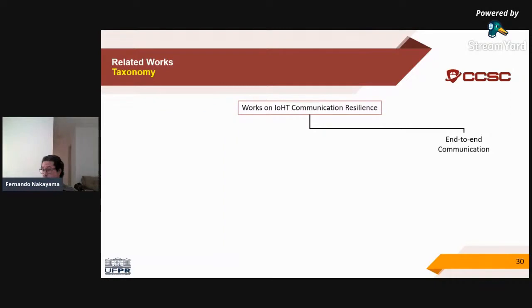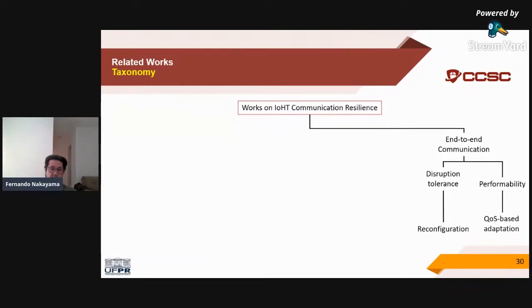Considering the end-to-end communication services and the disruption tolerance attribute, the works on reconfiguration investigate the possibility to change the existing communication infrastructure in cases of failures, such as natural disasters, for instance. And the performability attribute, the works on QoS-based adaptation deal with the adaptation of the available resources in the cases where an application fails to meet a specific quality of service level.